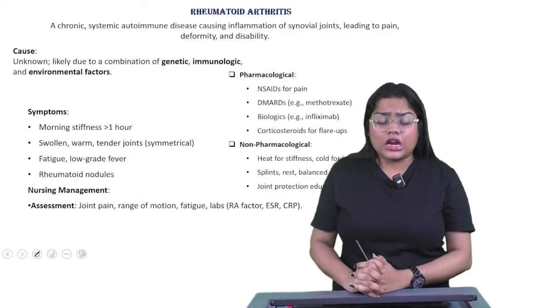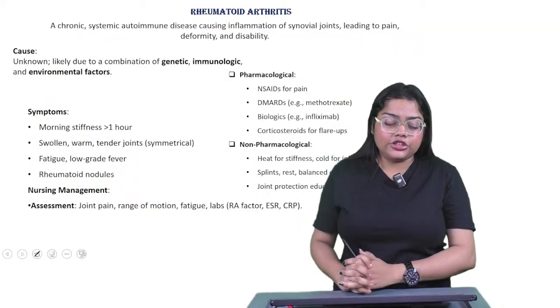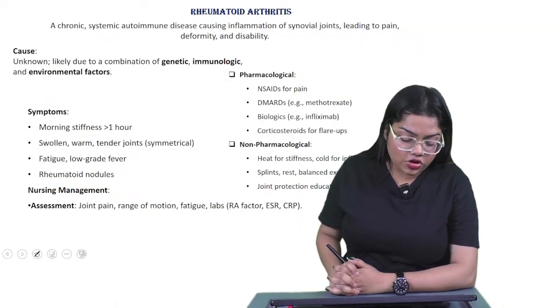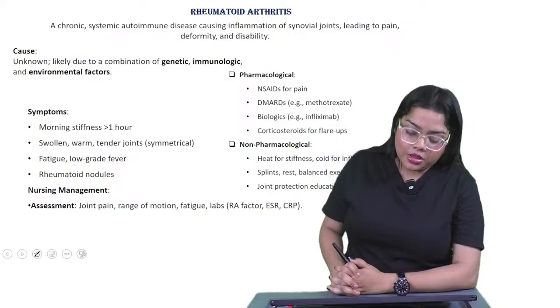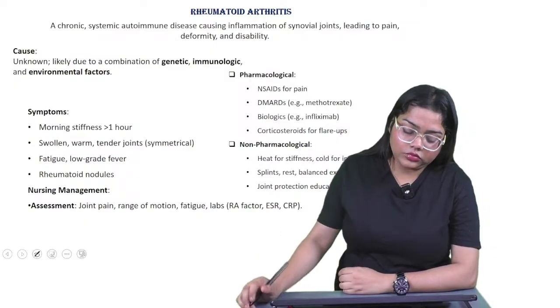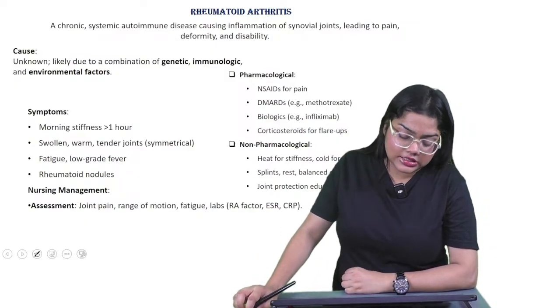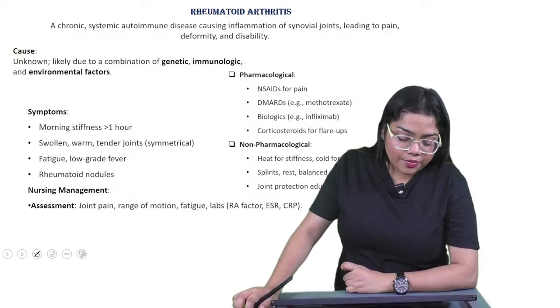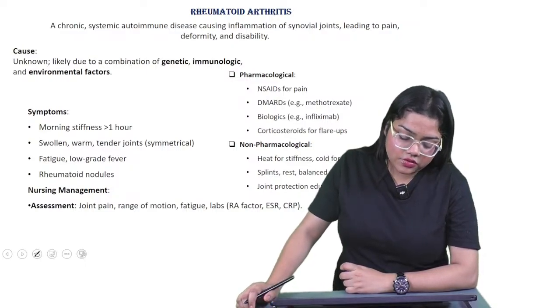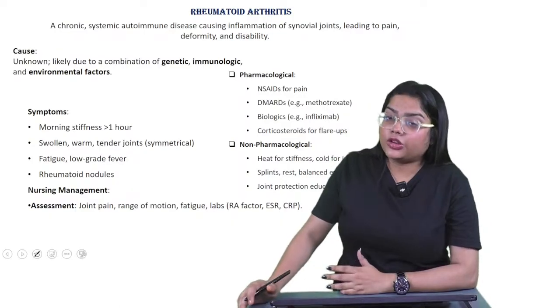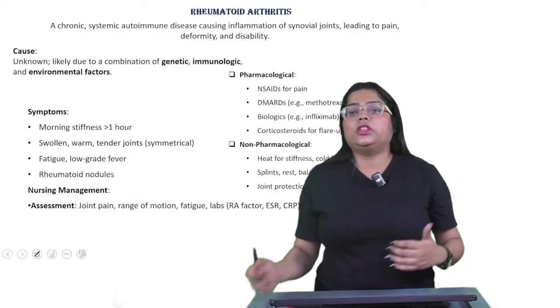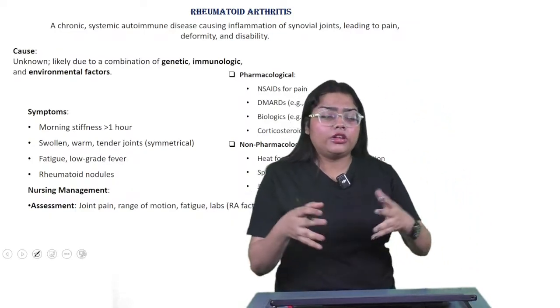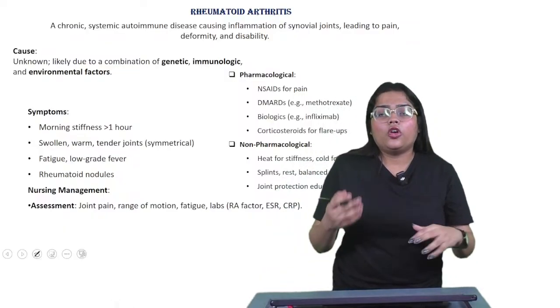Now what are the causes? The main causes are usually unknown, likely due to a combination of genetic, immunologic, and environmental factors. So what are the symptoms of this disease? The symptoms include morning stiffness, which lasts more than 1 hour. When the patient wakes up in the morning, they will not be able to move their body, or any part.